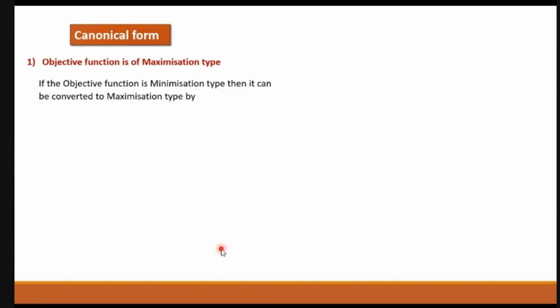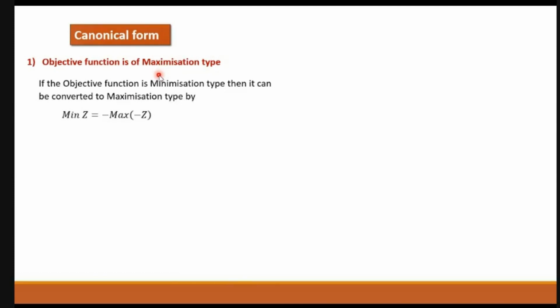Now, canonical form. The first condition is that the objective function is of maximization type. In the canonical form, the objective function should be maximization. If it is minimization, then you have to convert the minimization problem to minus maximization of minus z. In the canonical form, the objective function, or equation 1, has to be a maximization function.